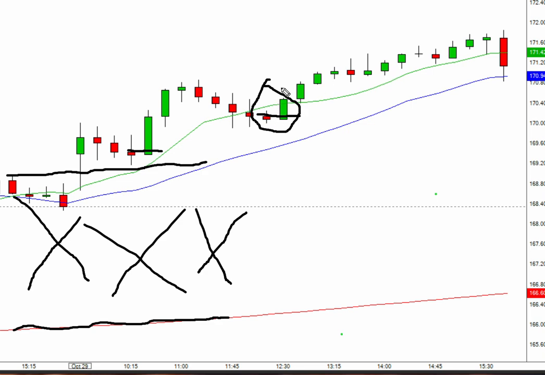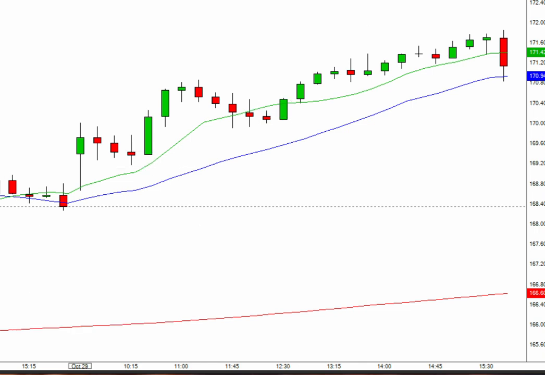And then look at it go. From there, it just goes up. So how could we have played this? Well, among many things, here's what I would have liked to have seen. I'll put the opening zone back here again for everybody.